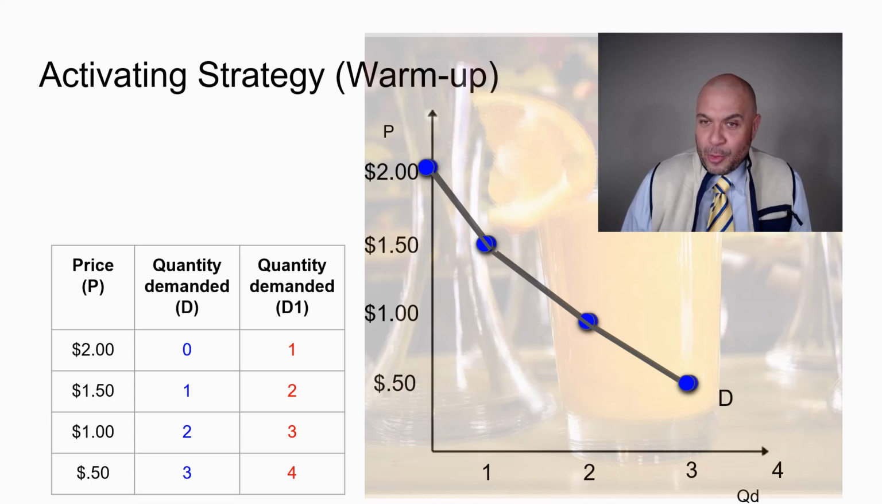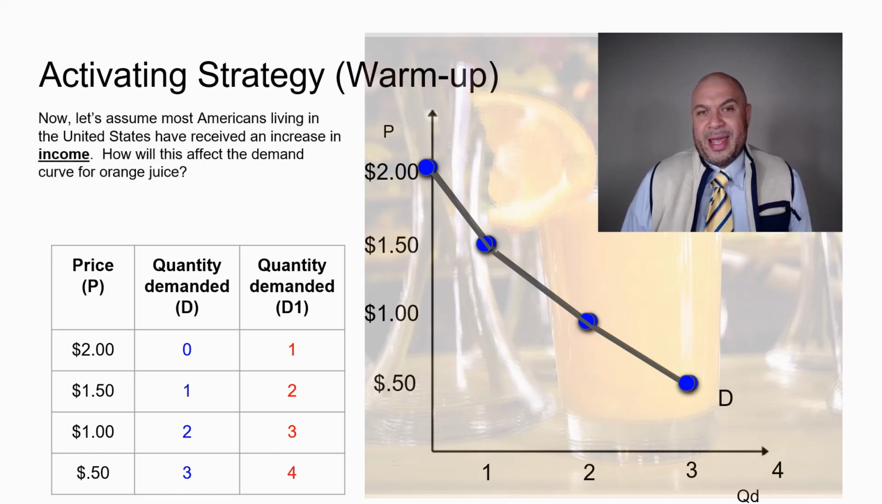All right, so today we're going to talk about something new. So we have our demand curve graph. This is the same one as you saw on the other slide, right? So now this is going to relate to something other than price, right? Let me give you the scenario. So now let's assume most Americans living in the United States have received an increase in income. What does that mean? That means Americans are making more money, right? So how will this affect the demand curve for orange juice?